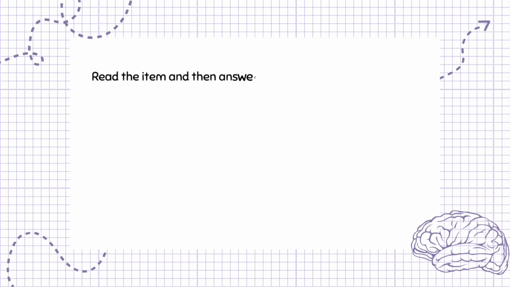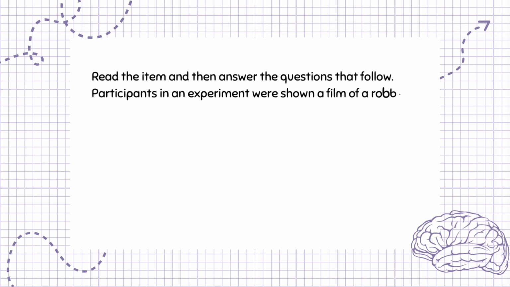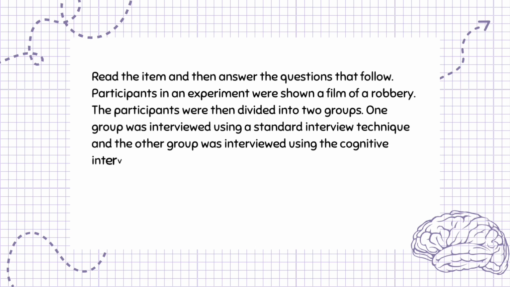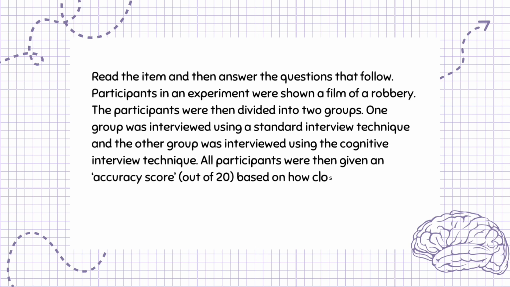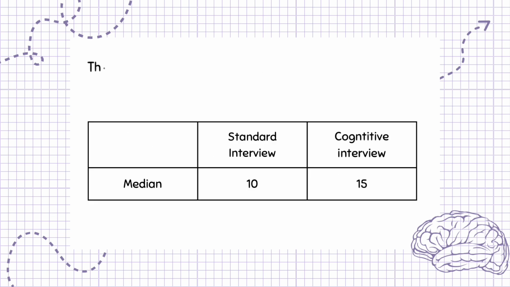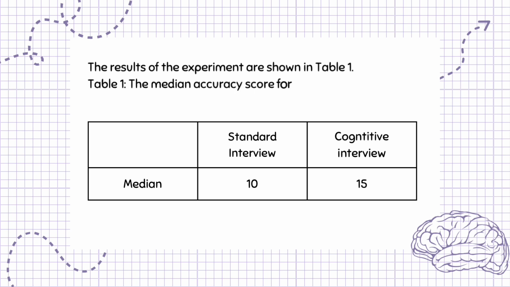Read the item and then answer the questions that follow. Participants in an experiment were shown a film of a robbery. The participants were then divided into 2 groups. One group was interviewed using a standard interview technique and the other group was interviewed using the cognitive interview technique. All participants were then given an accuracy score, out of 20, based on how closely their recall matched the events in the film. 20 equals completely accurate, 0 equals not at all accurate. The results of the experiment are shown in Table 1. Table 1. The median accuracy score for the standard interview and the cognitive interview.